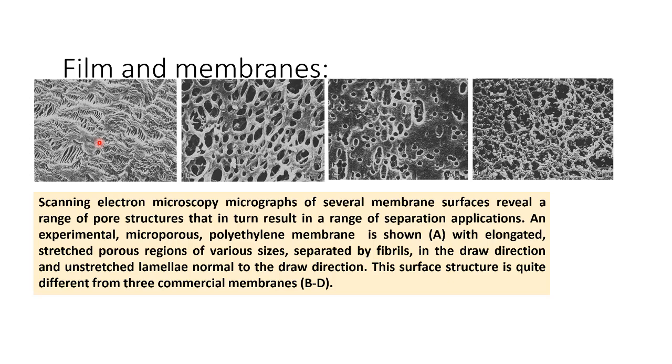Then the surface structure is quite different from the three commercial ones. These are the commercial membranes, and this is the elongated one, the drawn one. So this is giving information about how, after drawing the material, the morphology is changing.